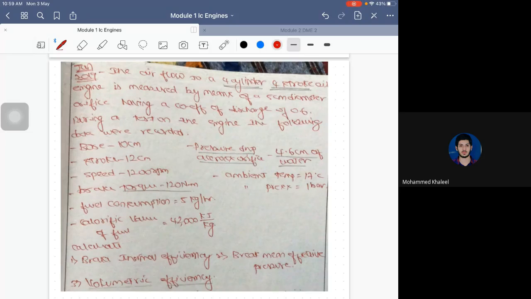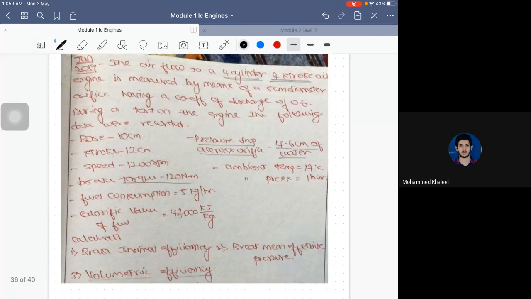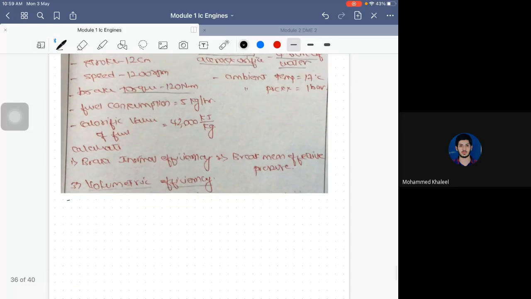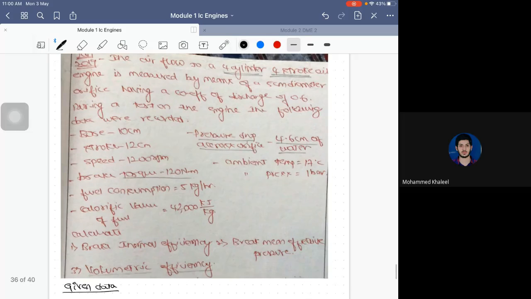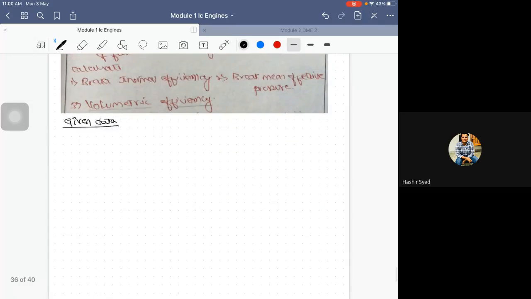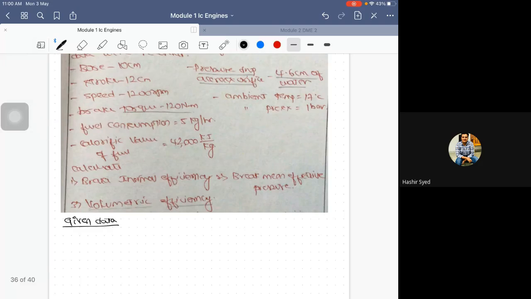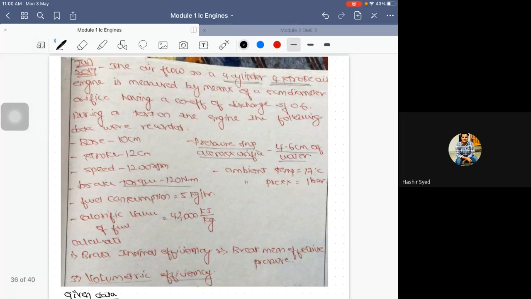Shall we start this? So air to a cylinder, let me write down the given data. Okay. Now, airflow to a four-cylinder. Sir, can you show the question? Yes.